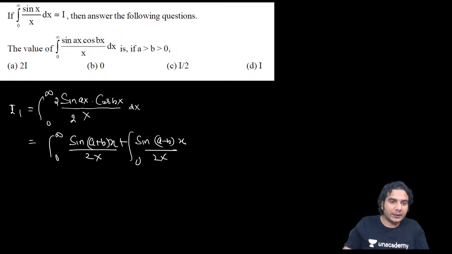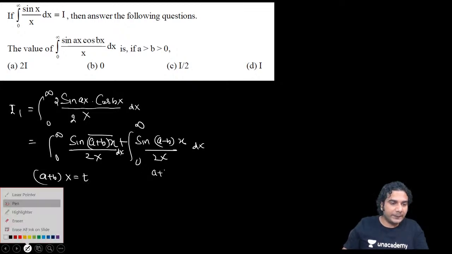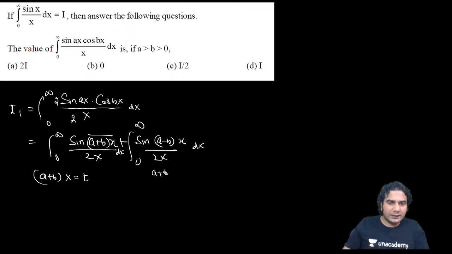What I am going to do is separate these two integrals, all right? 0 to infinity, 0 to infinity. In this you can put, see, this should be your theta, so that you can compare it with sine x upon x. So put a plus b into x is equal to t, all right? And in the second one, put a minus b into x is equal to t, all right? Now let's see what happens. So this will be dx is equal to dt upon a plus b, all right?